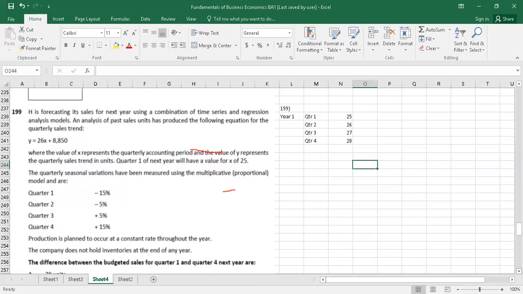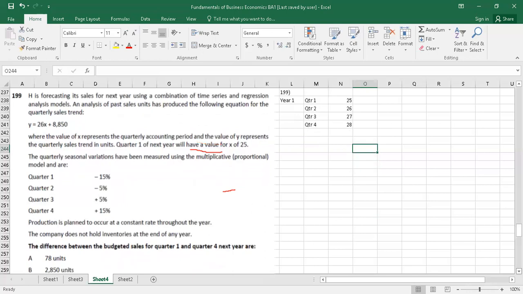Now, production is planned to occur at a constant rate throughout the year. The company does not hold inventories at the end of any year. The difference between the budgeted sales for quarter one and quarter four next year are, so what are we to do? We have to find out the budgeted sales, because it is basically asking us to find the difference between quarter four and quarter one. We can as well continue with quarter one and quarter four, because it's basically the difference between these two.